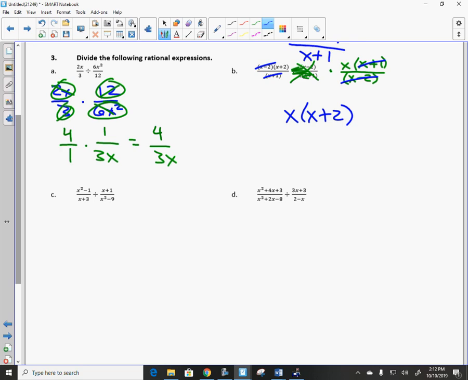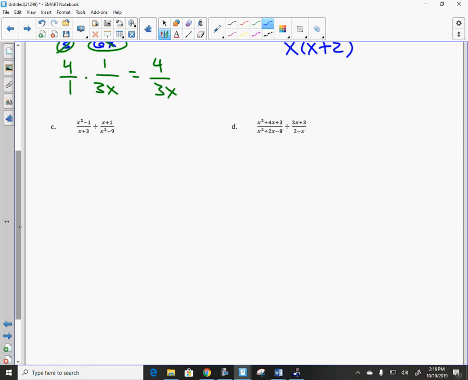I want you to try letter C on your own. Try letter C. Good time. Good times. All right, let's see what you got. You're supposed to try this one on your own.